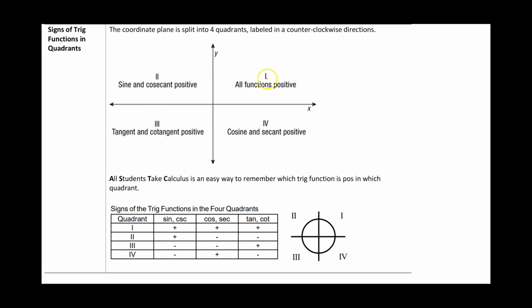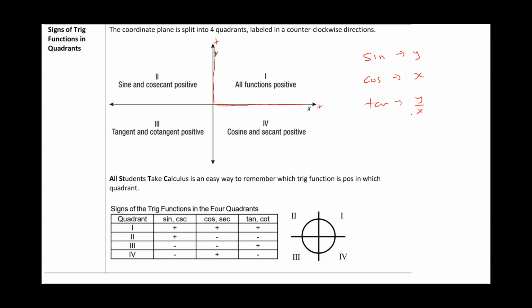In the first quadrant, the x and y values are both positive. The x is positive and the y is positive. Therefore, all three functions, sine, cosine, tangent, and their reciprocals are positive. Now in quadrant 2, let's take a look at what happens. But before that, remember that the sine is associated with the y value, the cosine is associated with the x value, and the tangent is y over x.